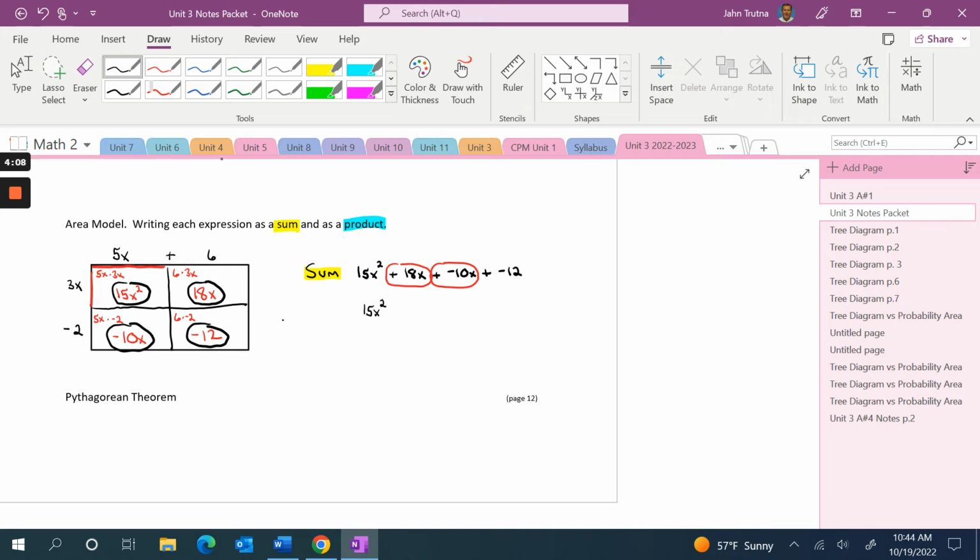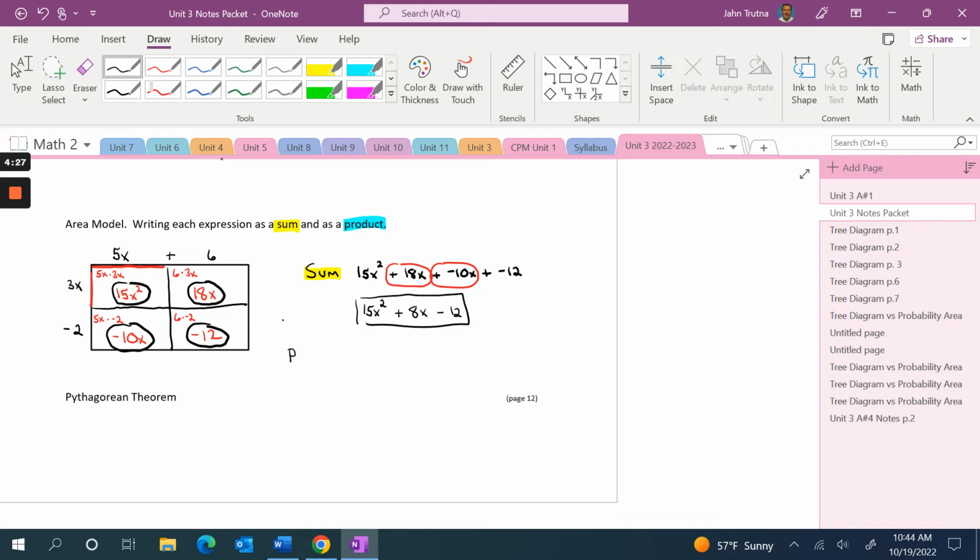I'm going to combine the positive 18x with the minus 10x. That's going to give me a positive 8x. And then I'm going to put this minus 12 at the end. If you put plus negative 12 at the end, or if you just put minus 12 at the end, that is fine. Okay, so that's going to be my sum.